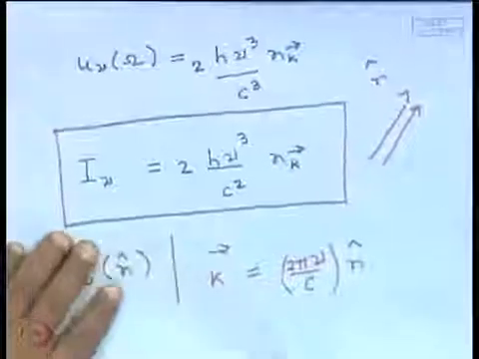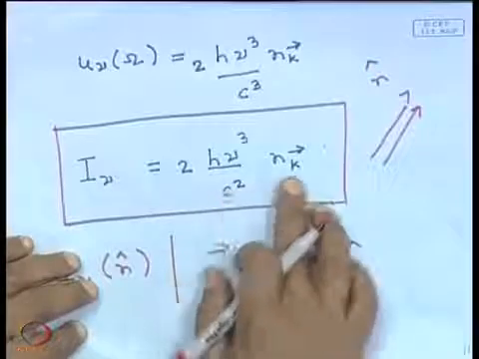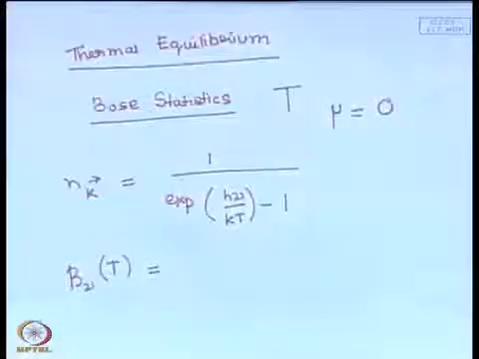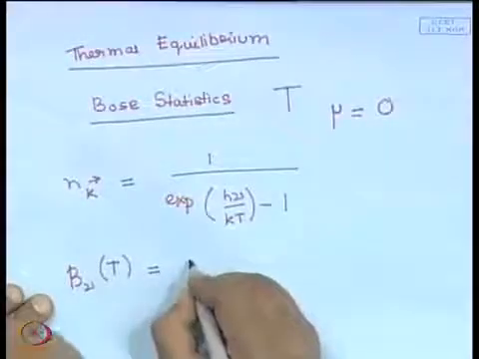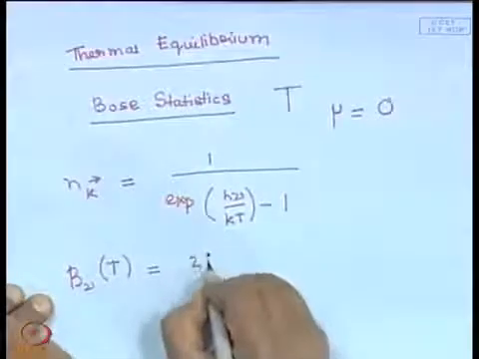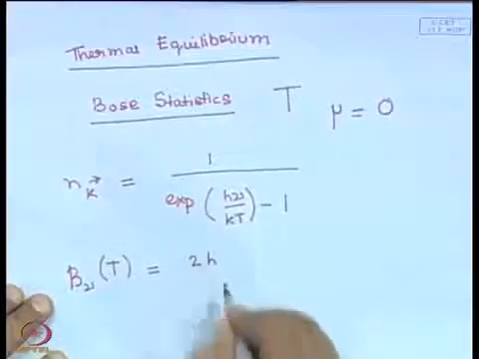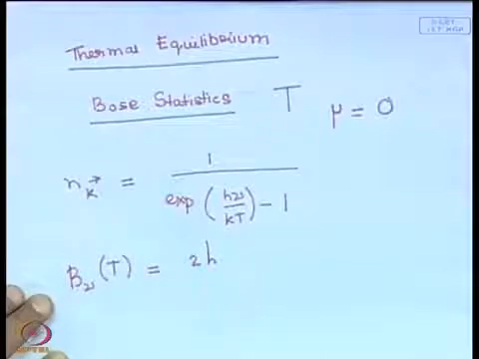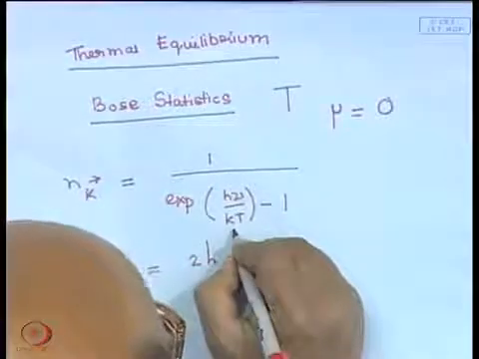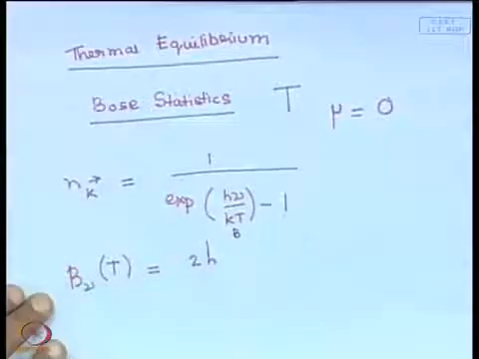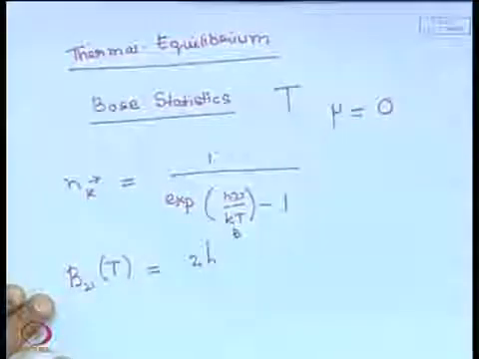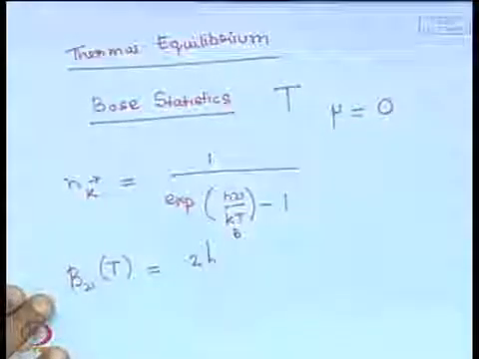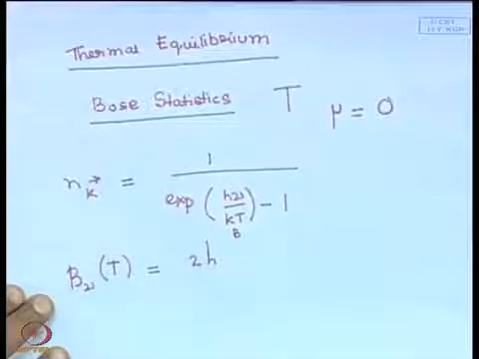which is 2 h nu cube by c square into the Bose distribution, the Bose occupation number. So, here h is the Planck constant, bear this in mind, and we shall use kb here to distinguish it from the wave number. So, kb is the Boltzmann constant, and h is the Planck constant.